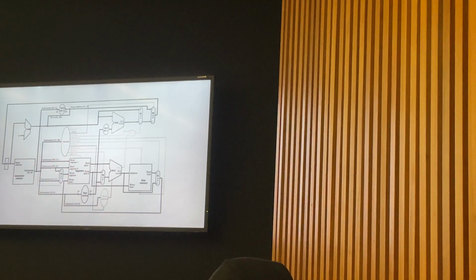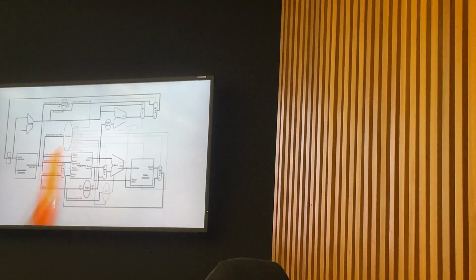So now we have to figure out what actually goes into that control block. It's going to be a huge combinational block, but we don't know what it is yet. So that's what we're going to do next. Everybody good? Everybody knows what we're doing now.